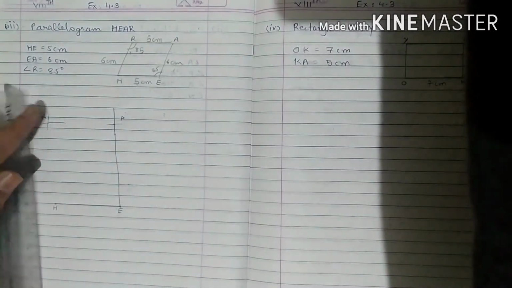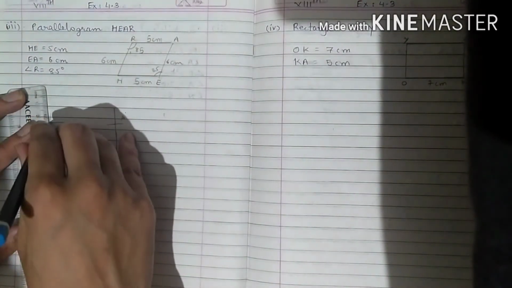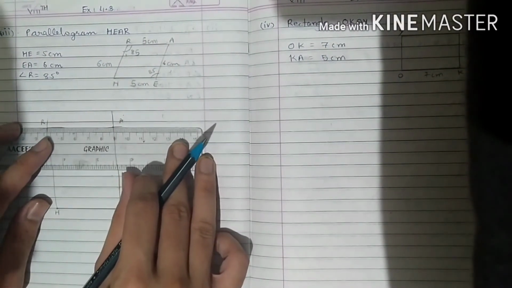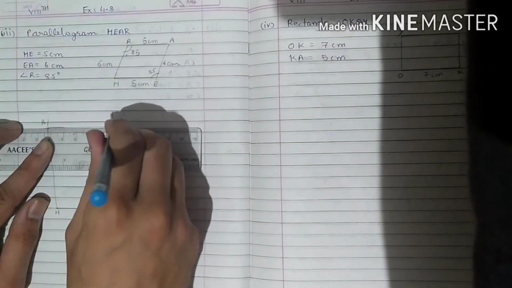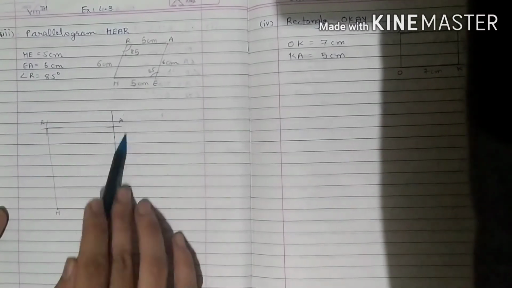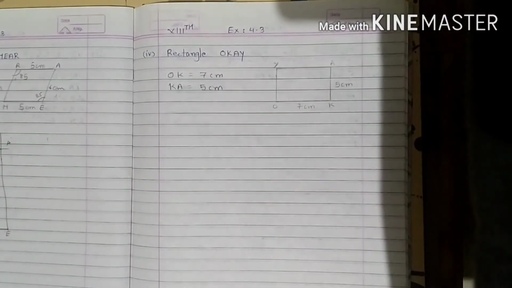Now join HR and join AR. So this is our required parallelogram HEAR. Now we will move to the next question, which is question number 4.